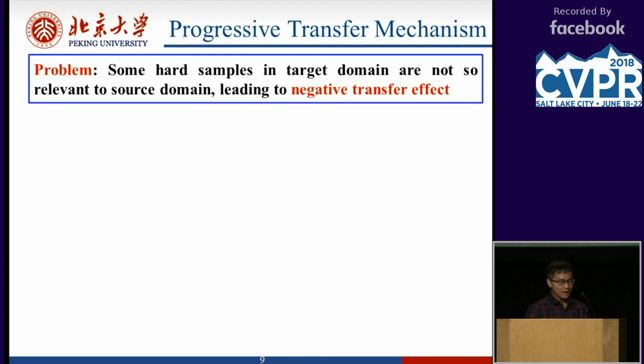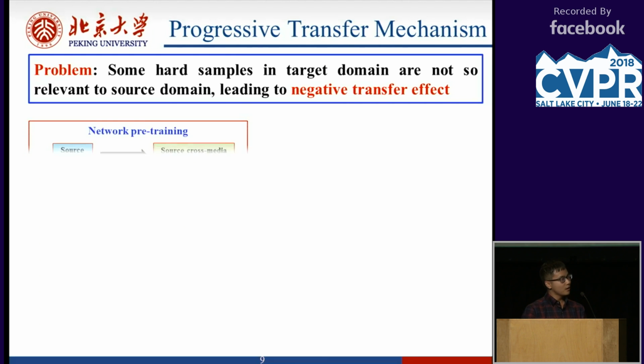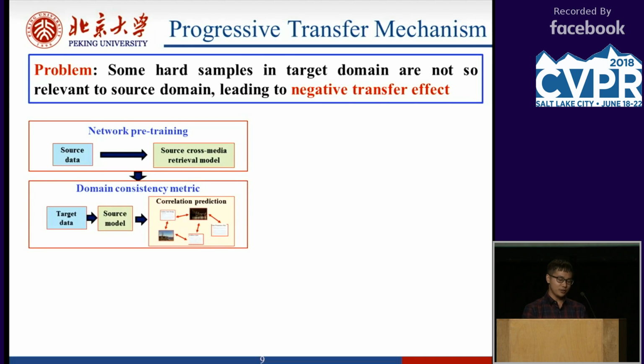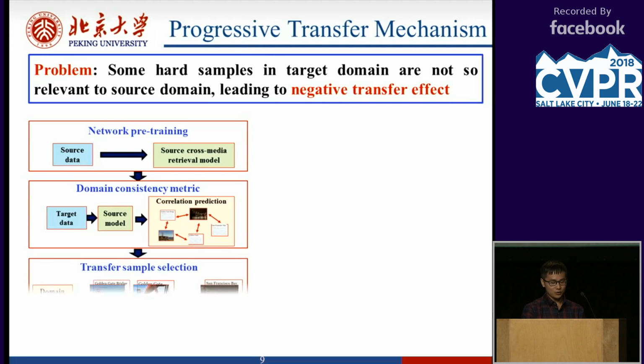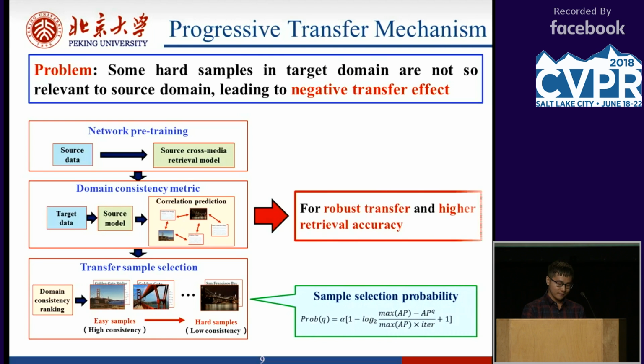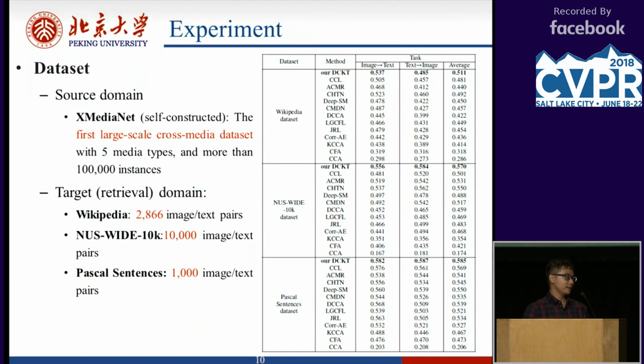Cross-media domain gap is very vast, and hard transfer samples lead to negative transfer effect. We further propose progressive transfer mechanism. We let the model pre-trained in source domain serve as a teacher. Then we automatically select samples in target domain during transfer process. In this way, we gradually transfer from easy to hard samples for robust training and higher retrieval accuracy.